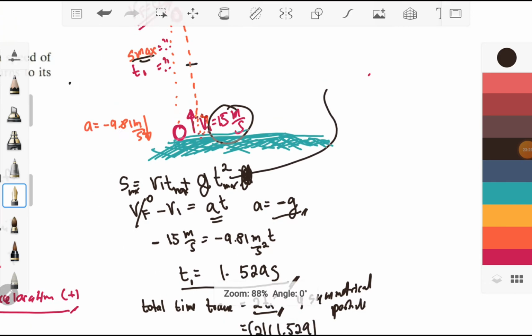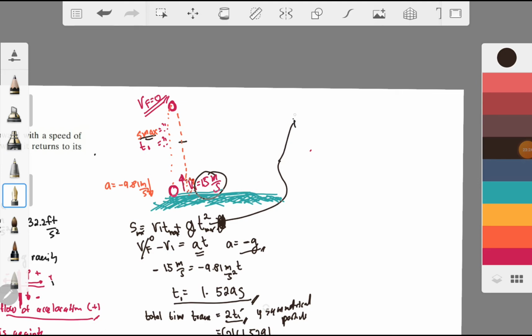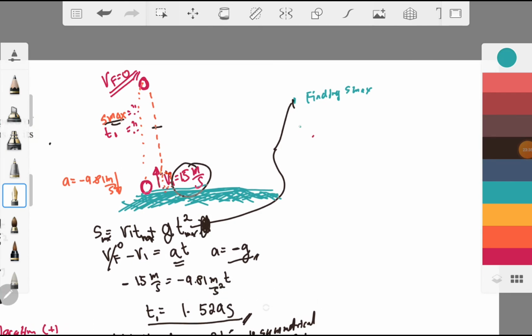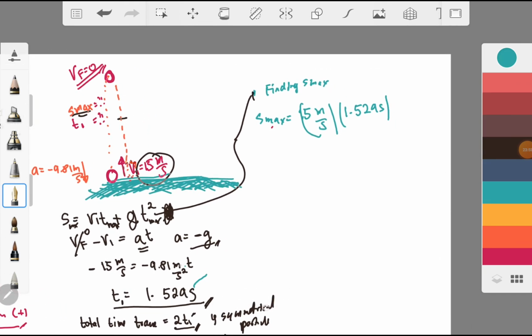So, therefore, if I would use that T-max to find S-max, so finding S-max, we'll have S-max equal to our VIT, which is 15 meters per second multiplied by a certain time t, which is equal to 1.529 seconds, less. Why less? Because it is against the flow of gravity. Less 9.81 meters per second squared multiplied by, so let me just fix this a little. Okay? The handwriting is not good. Okay.